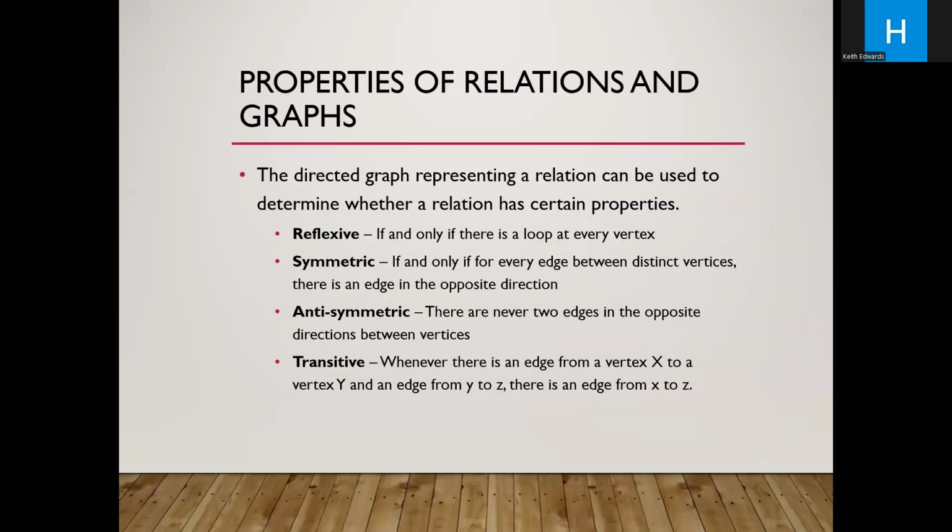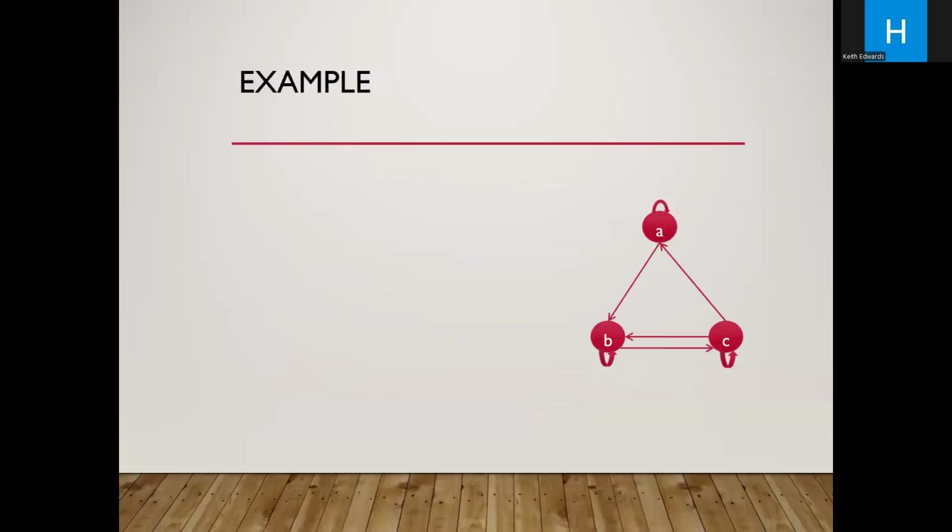The directed graph representing a relation can be used to determine whether it has certain properties. It's reflexive if and only if there's a loop at every vertex. Symmetric if and only if for every edge between distinct vertices there's an edge in the opposite direction. It's anti-symmetric if there are never two edges in opposite directions between distinct vertices, and transitive if whenever there's an edge from X to Y and an edge from Y to Z, there's an edge from X to Z.